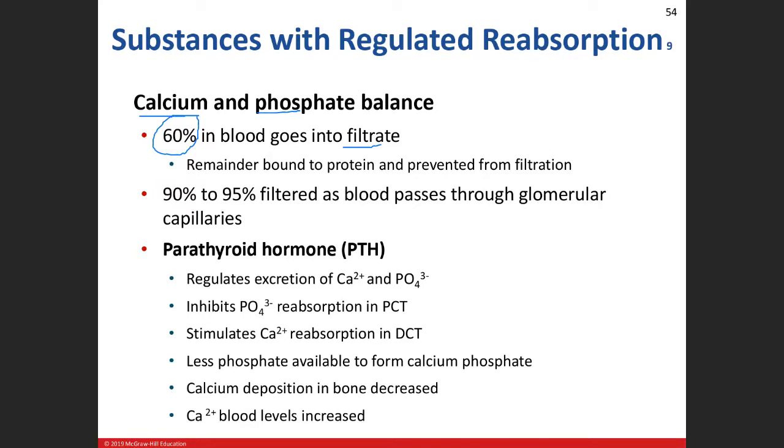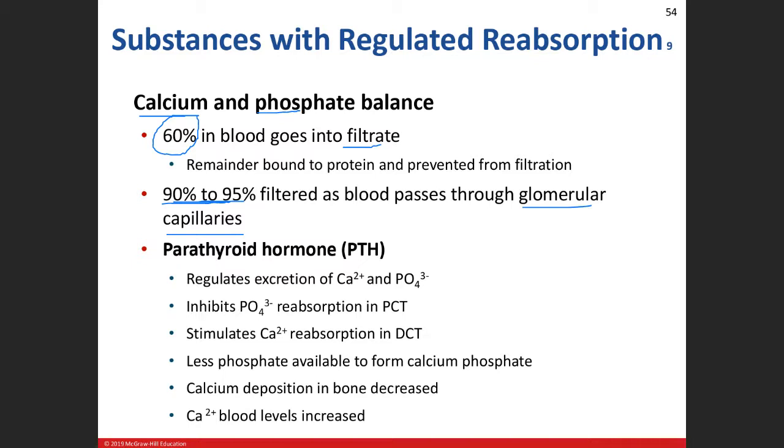When you go to the doctor to get your blood taken, and you look to see how much calcium you have or sodium and all that, that's the free floating calcium. That's just what's floating out there. Well, guess what? 60% of that will get filtered out. Okay, 90 to 95% of that is going to pass right through the glomerular capillaries.